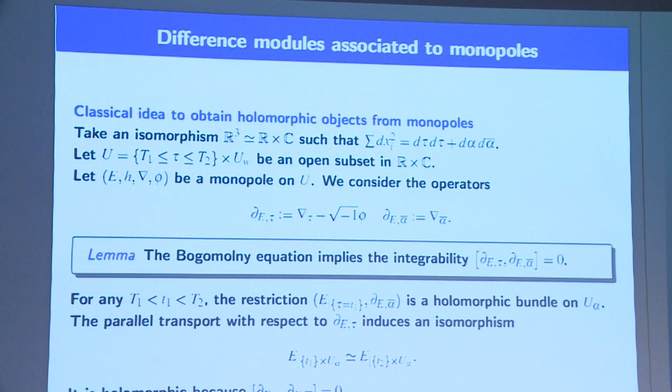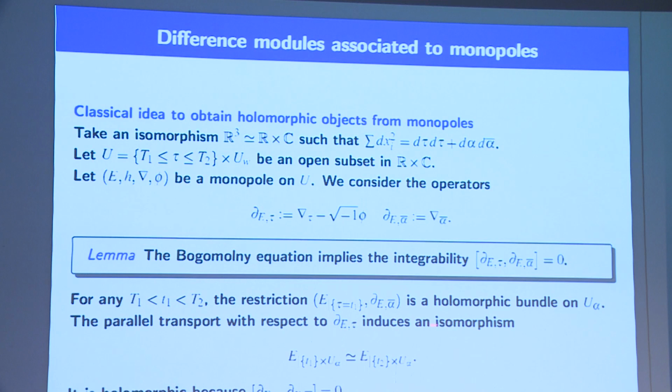So, we take an isomorphism between R3 and R times C, such that the Euclidean metric is described in this way. And we consider an open subset, which is the product of an interval and an open subset of C. First, we consider monopoles on this open subset U. Then we consider the operators given as nabla t minus root minus 1 Higgs field and just nabla alpha bar. So we consider these two operators. Then the Bogomolny equation implies the commutativity of these two operators.